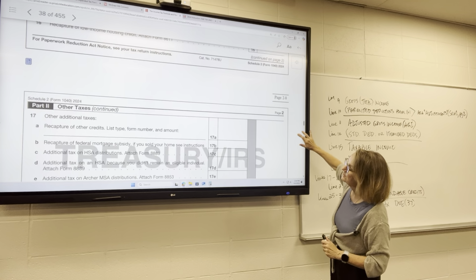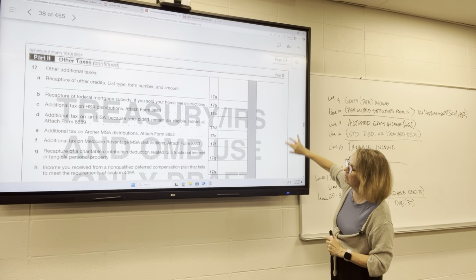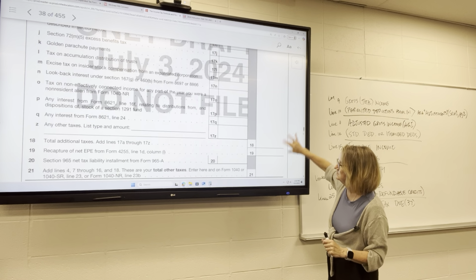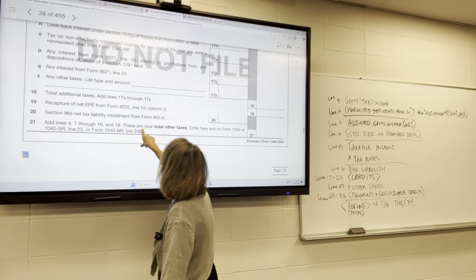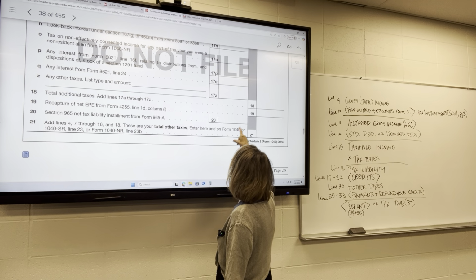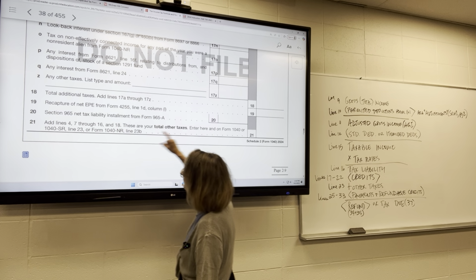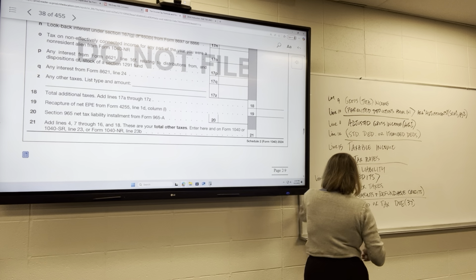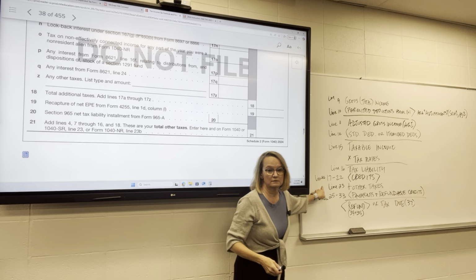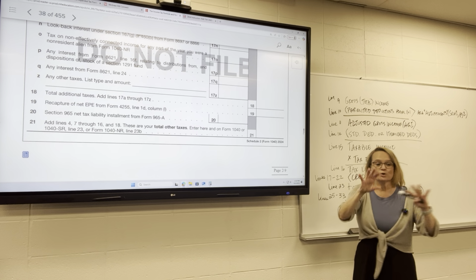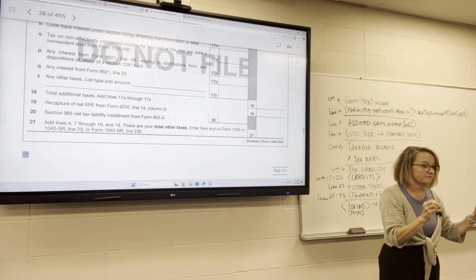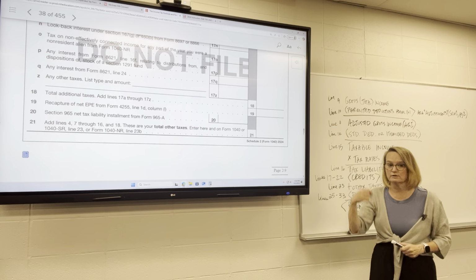Let's see. That's page 2. Other taxes, again, look at all the different types of taxes you could be subject to. So all of this is added up. These are your total other taxes. Enter it here. And on Form 1040, line 23. Right here. So those other taxes would get totaled and added onto there. Don't worry about the intricacies of it right now. I'm just showing you generally where all of it flows through to.